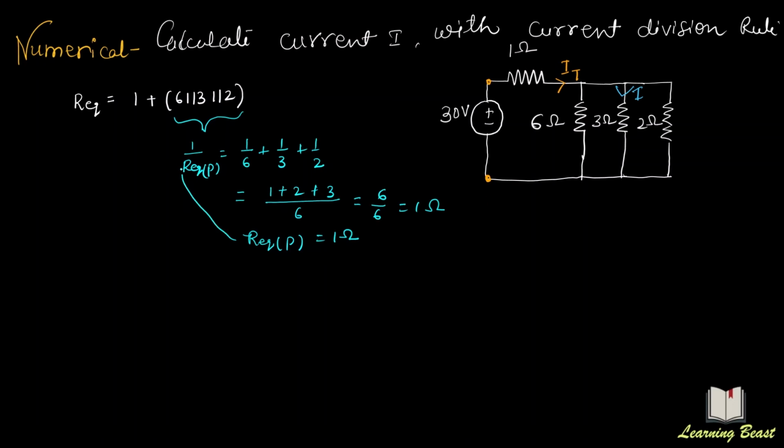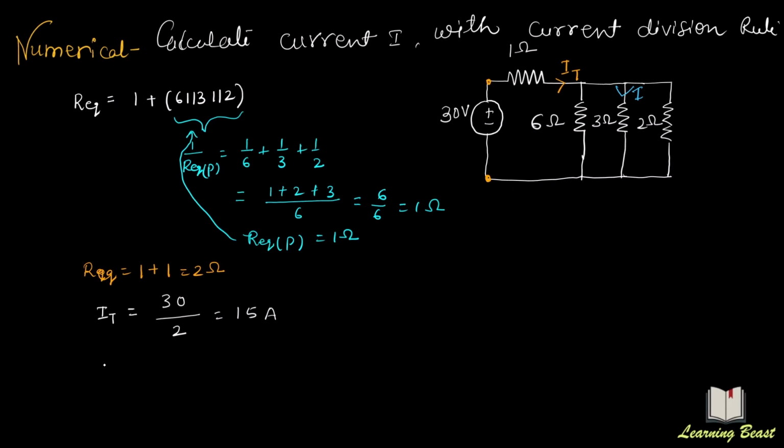Now put this value here. So from here you will get R equivalent equal to 1 plus 1 is equal to 2 ohm. Then we will calculate the current IT, which is equal to 30, which is the voltage, divided by R equivalent, that is 2. So IT will be 15 ampere.